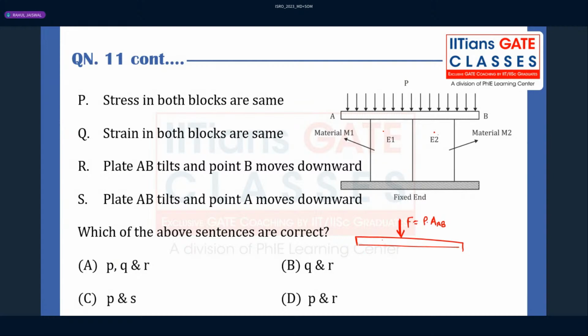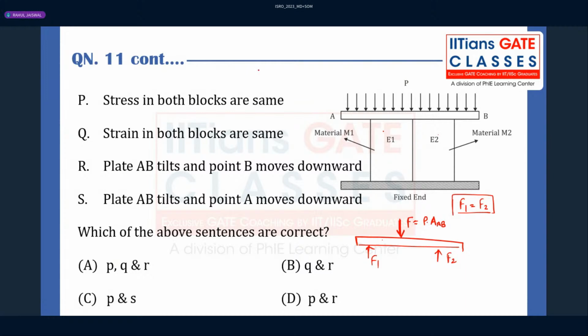And these two materials will offer some kind of resistive forces like this, F1 and F2, right? Now both are placed symmetrically. When they are placed symmetrically, whatever force they resist, that is equal. Whatever forces they are going to resist will be equal, when the loads we are applying are equal, right?